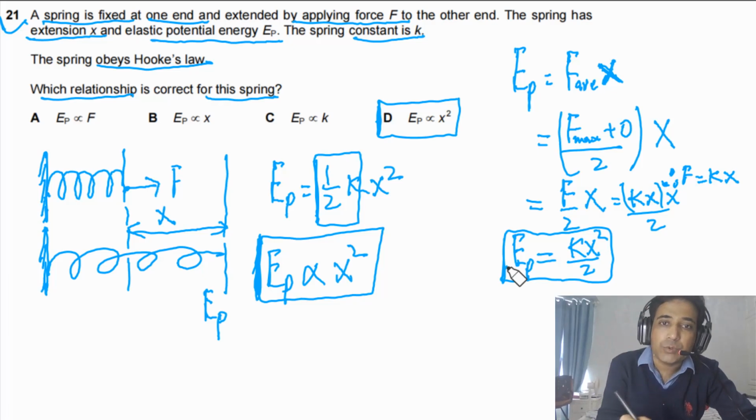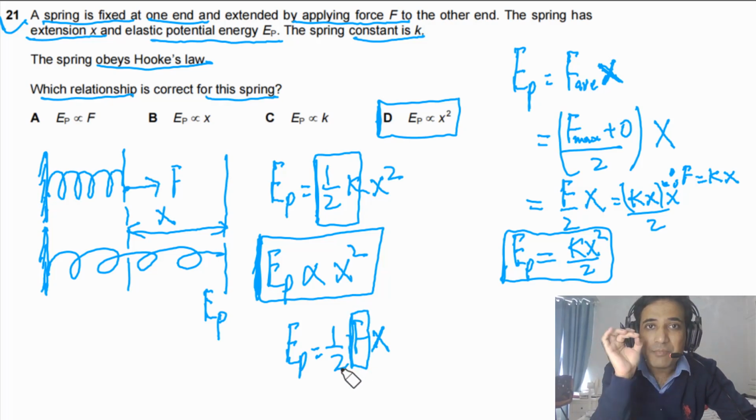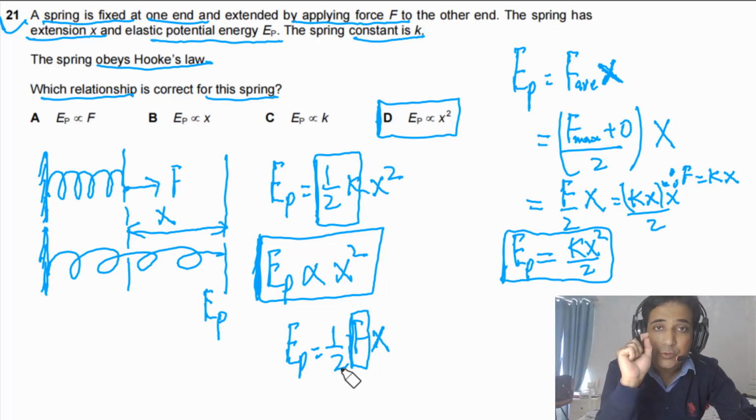Most of the time, students understand this formula as EP is equal to 1/2 Fx, but they don't exactly understand the meaning of this force. This is the maximum force. So F is representing the maximum force on the spring. When we extend the spring, force is not constant, so F is the maximum force.